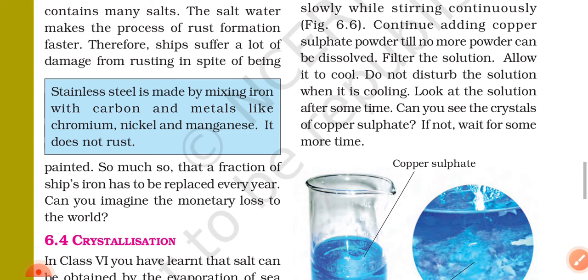Stainless steel is made by mixing iron with carbon and metals like chromium, nickel, and manganese. It does not rust.